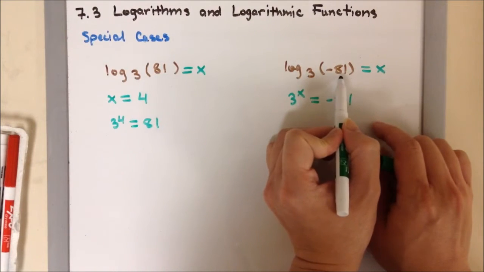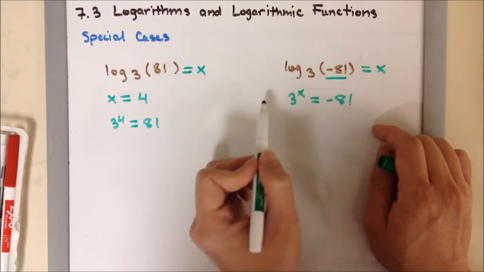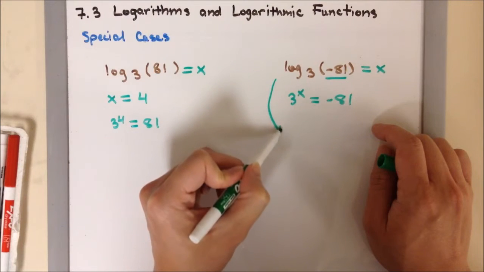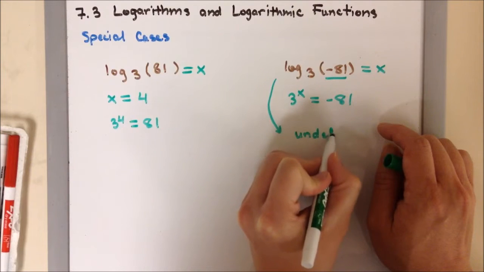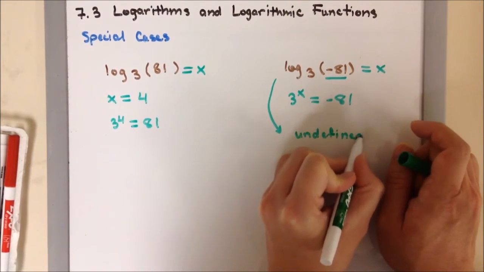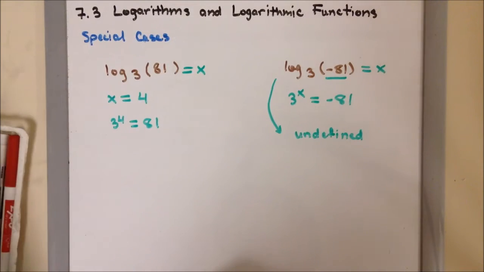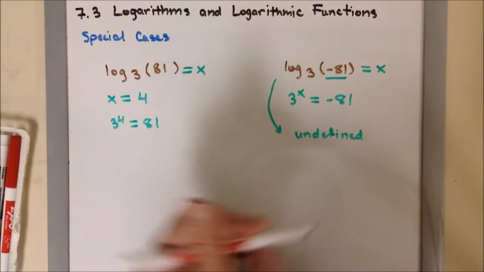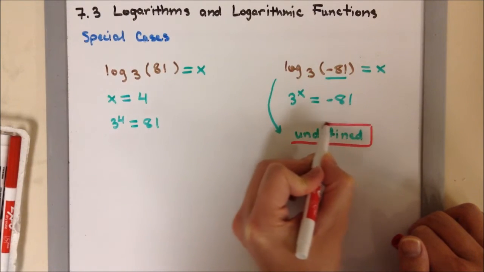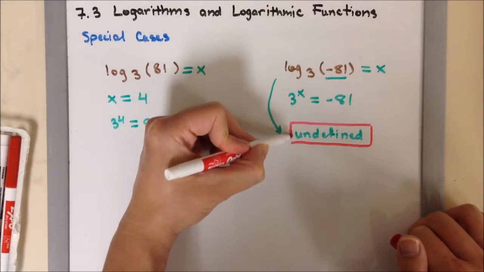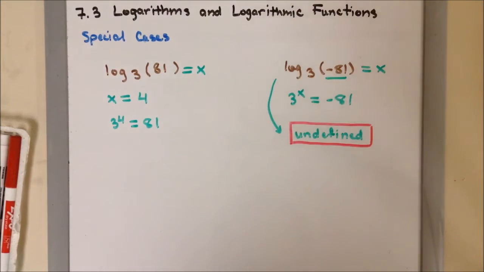So, when you see a log of a negative number, then you can simply say undefined. So that's your answer. Because the program for the log function, when you use it on a calculator, if you input a negative number, it would say either undefined or no real solution. It's because the log function is not programmed to work with negative numbers.